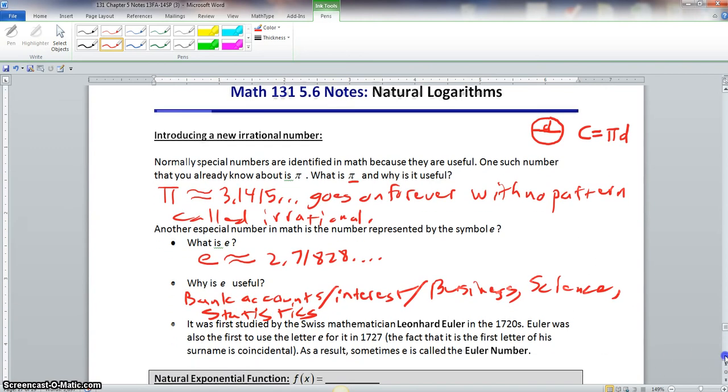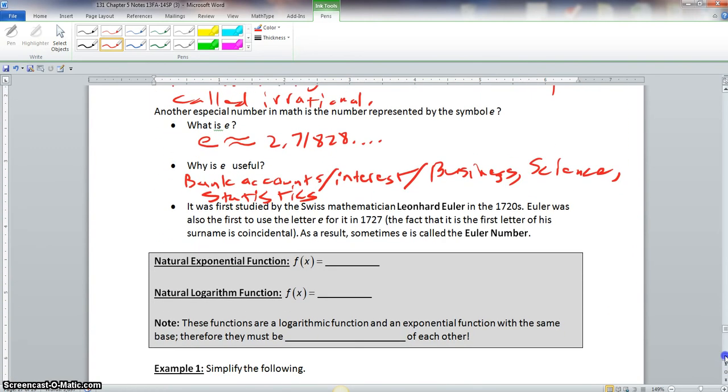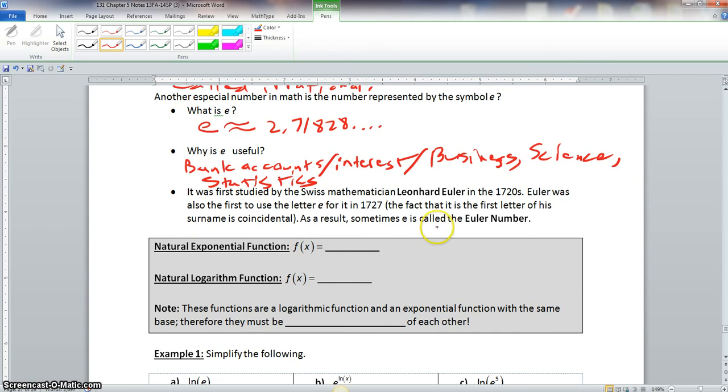Now, it says here, it was first studied by the Swiss mathematician Leonhard Euler in the 1720s. Euler was also the first to use the letter e for it in 1727. The fact that it is the first letter of his surname is coincidental. As a result, sometimes e is called the Euler number.